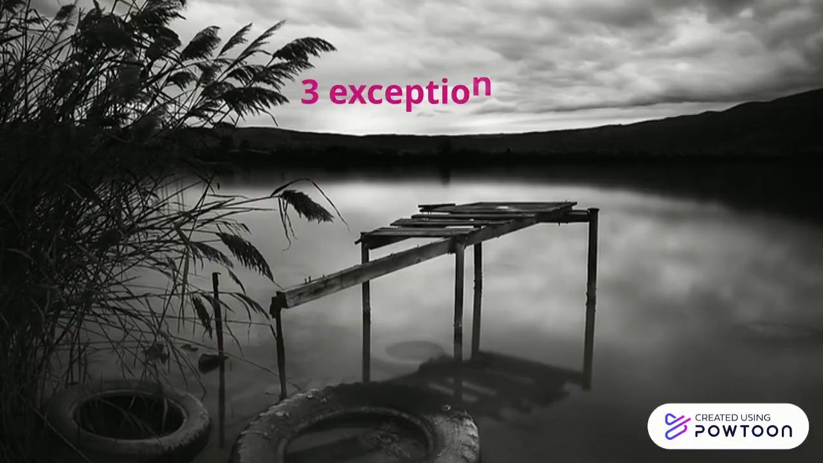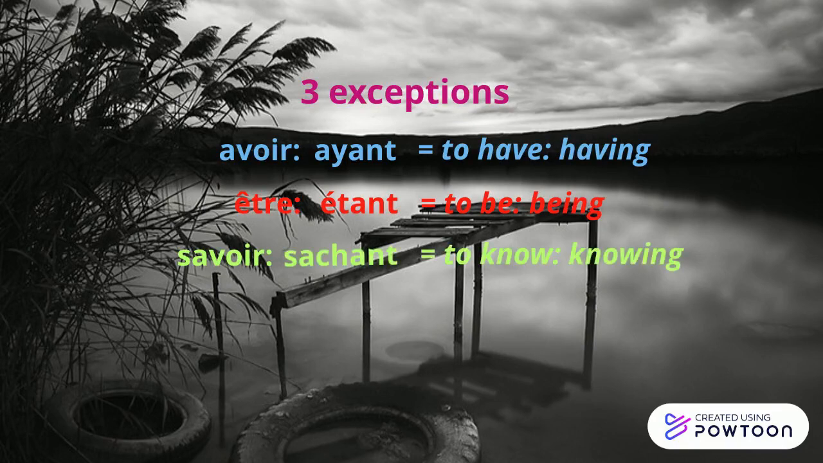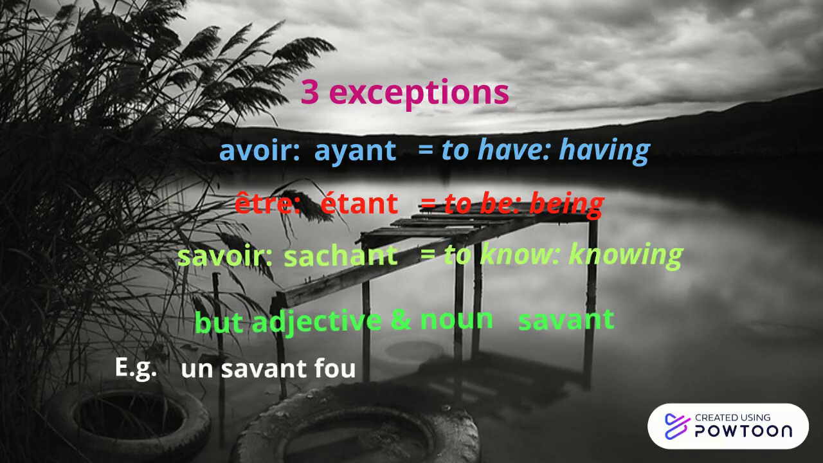There are three exceptions: avoir, ayant, so to have, having; être, étant, to be, being; and savoir, sachant, to know, knowing. But the adjective and the noun savant do exist. For instance, un savant fou, a mad scientist.